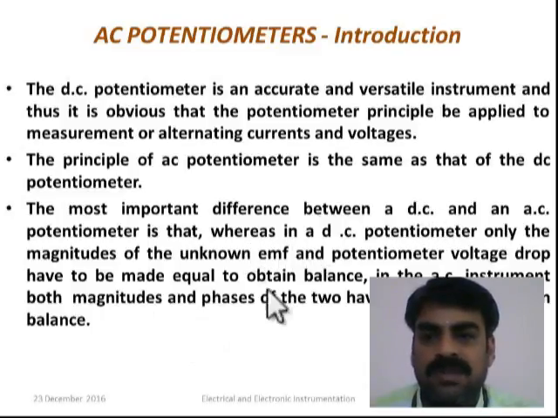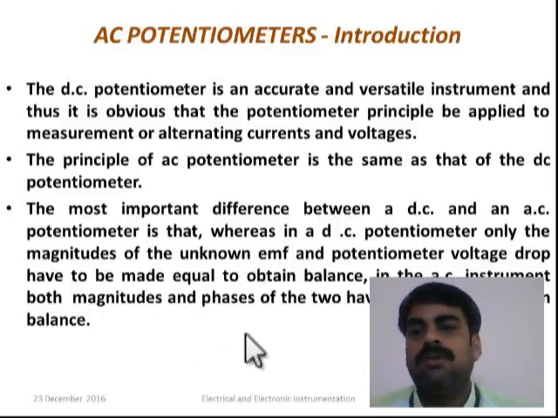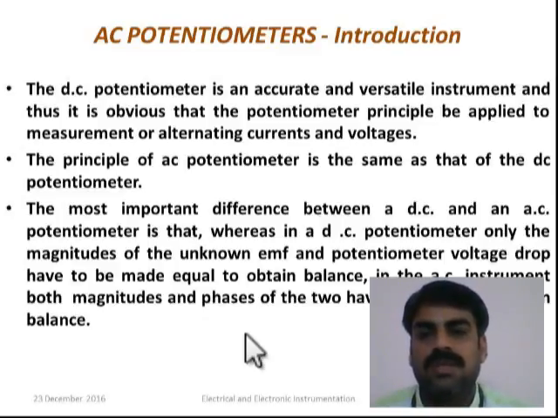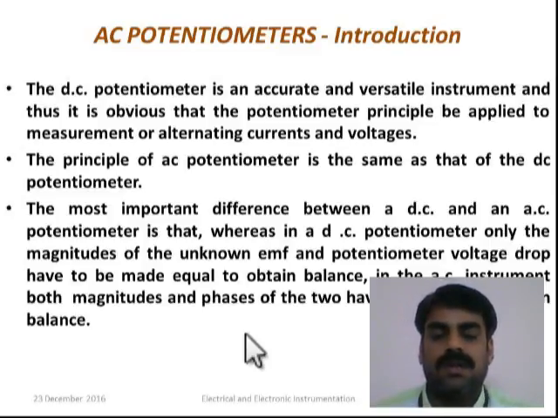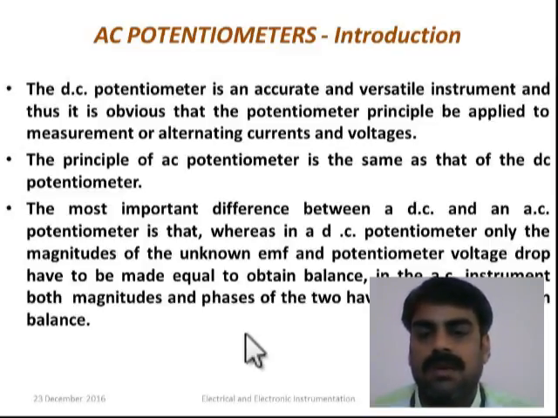So the most important difference between DC and AC potentiometer is that in a DC potentiometer we only measure the magnitude of the unknown EMF, and we don't bother about the phase, obviously. Whereas in an AC potentiometer, when we consider the magnitude of the unknown EMF, we also have to see what its phase is. So this is another major difference between DC and AC potentiometer.